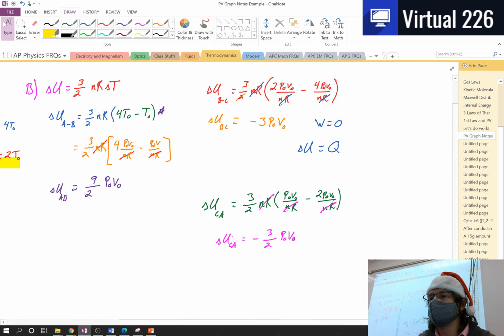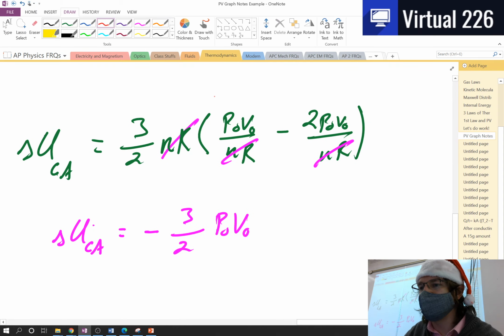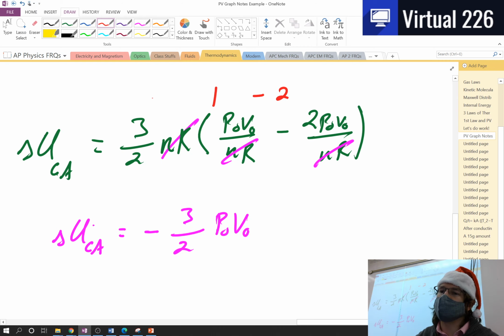Why negative? So the question was just asked why negative. It's because here we have a 1 minus 2, which gives us -1, which then multiplies out here. So there it is.